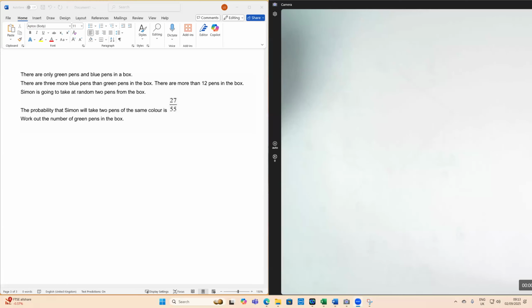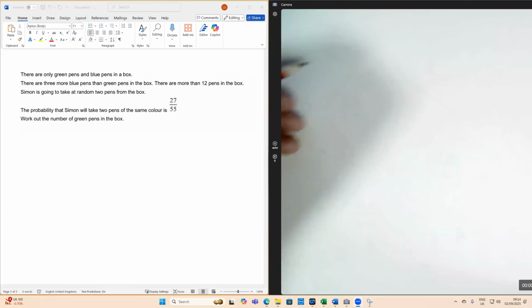So in this question, it says there are only green pens and blue pens in a box. There are 3 more blue pens than there are green pens in the box. And it says there are more than 12 pens in the box. Simon is going to take at random 2 pens from the box. The probability that Simon will take 2 pens of the same color is 27/55. Work out the number of green pens in the box.